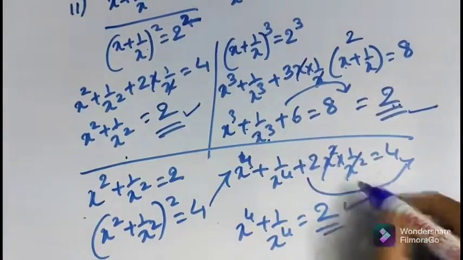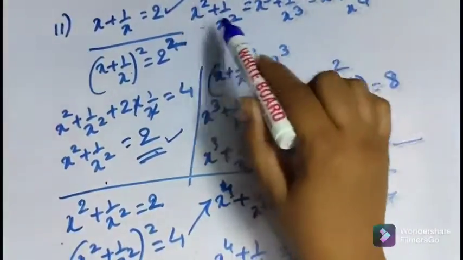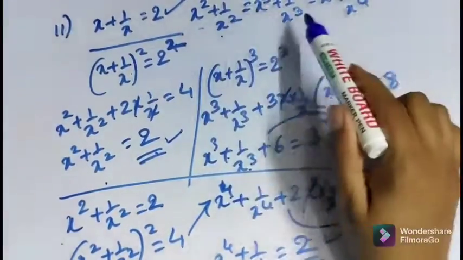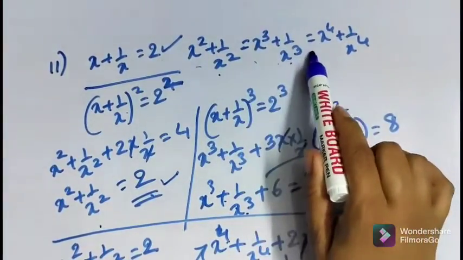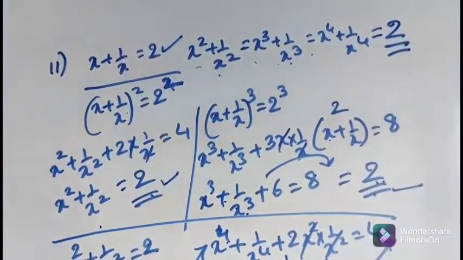So look at this, everything is 2, 2, 2. We can directly say that x square plus 1 by x square is equal to x cube plus 1 by x cube is equal to x^4 plus 1 by x^4, which is nothing but everything is 2. Let's do the 12th one now.